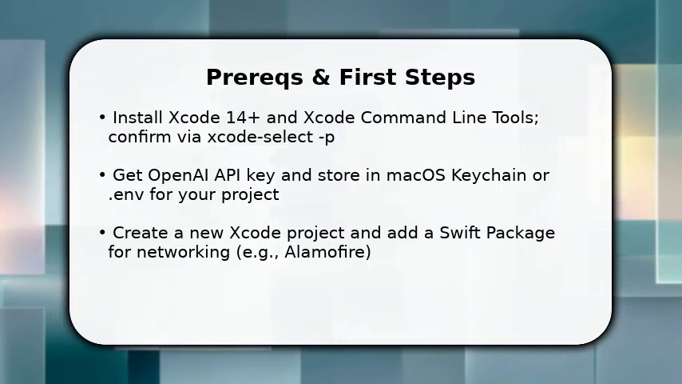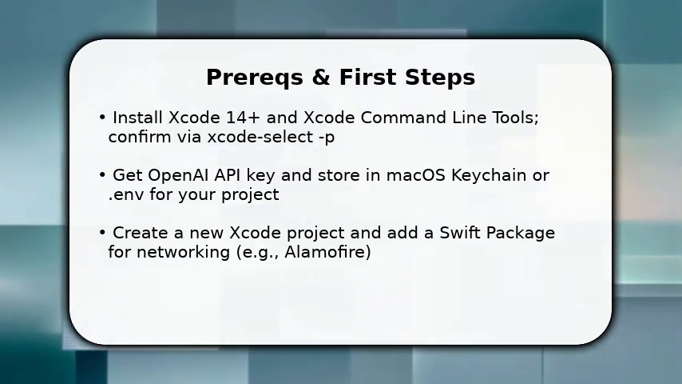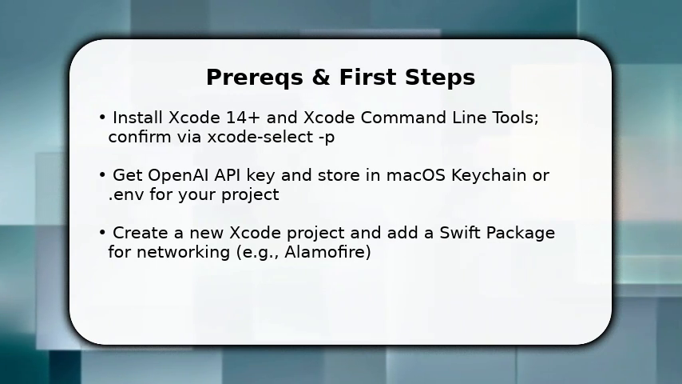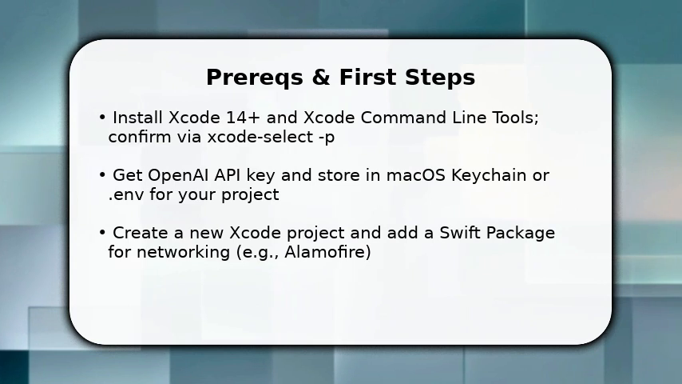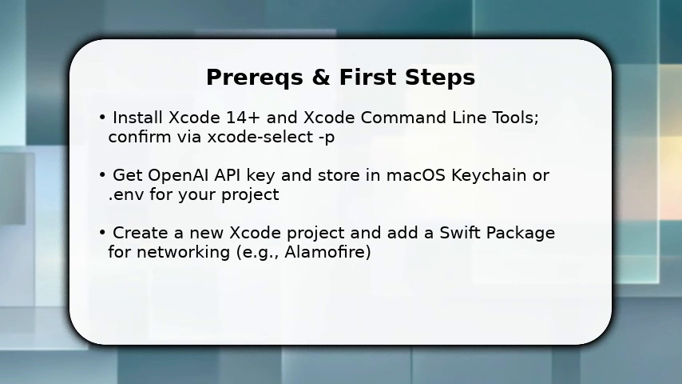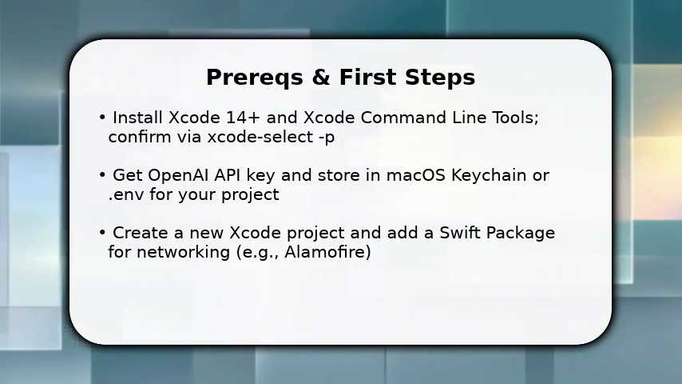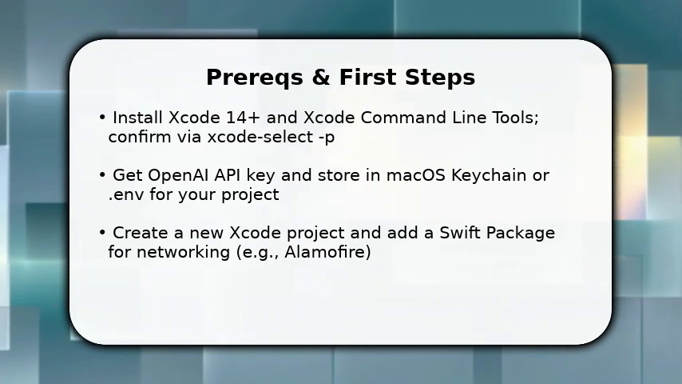You start by verifying prerequisites so nothing blocks development. Confirm Xcode 14 or newer and command line tools are present. Once done, retrieve your OpenAI API key and decide where to store it. Keychain is safer than plain text. Make sure to create a new Xcode project and add a Swift package for HTTP calls.